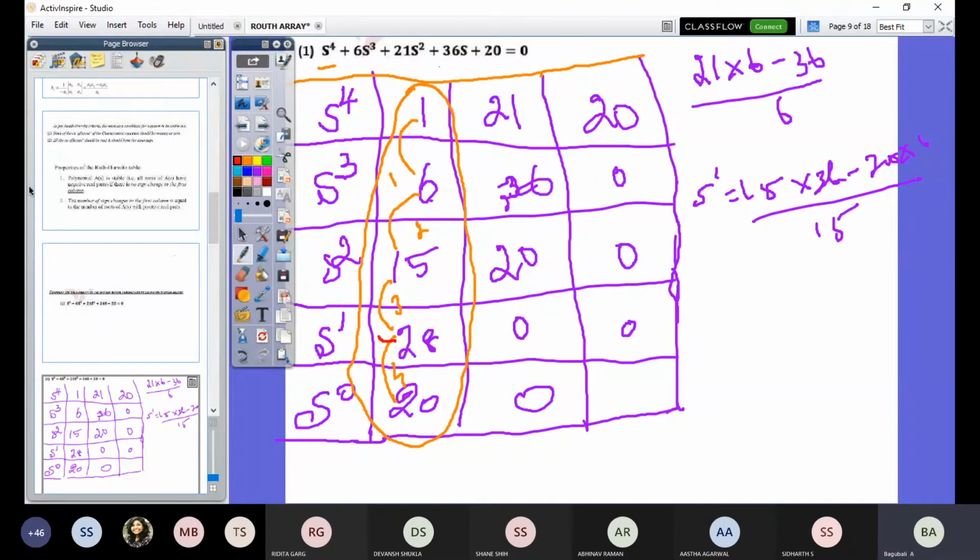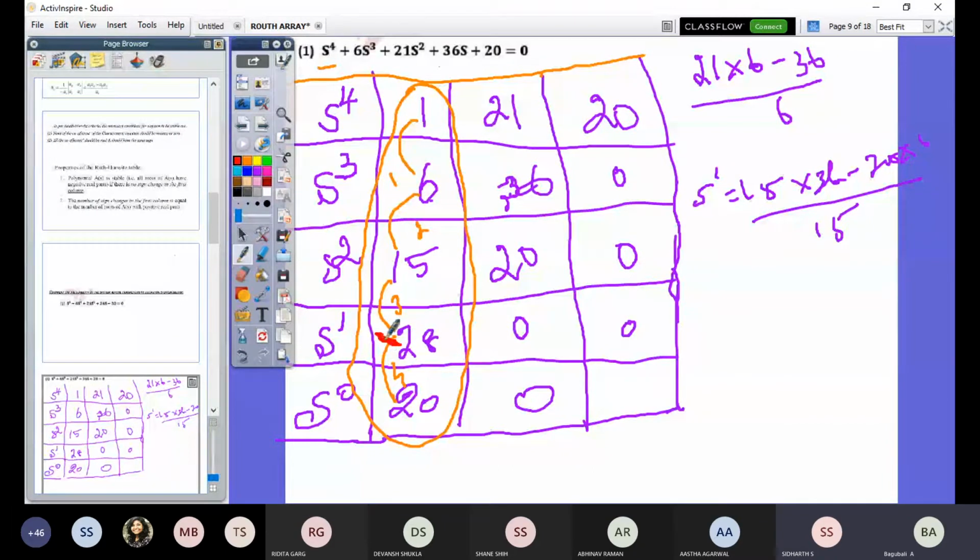Are you able to follow what I am saying? From here to here there is no sign change. From here to here there is no sign change. Are you able to follow or not? Yes, sir. From here to here, what happened? So no sign change.